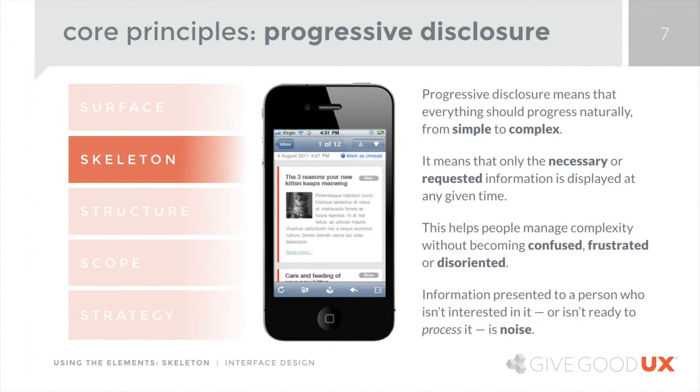What just happened there is I got enough information to allow me to make a choice. And then when I make a choice, I got a little more information. If I care about it, I move on. If I don't, I go back. That's progressive disclosure. And you can apply this in numerous ways in anything that you are designing.